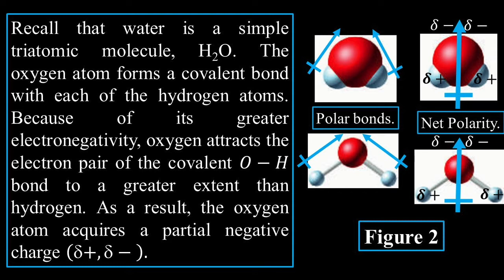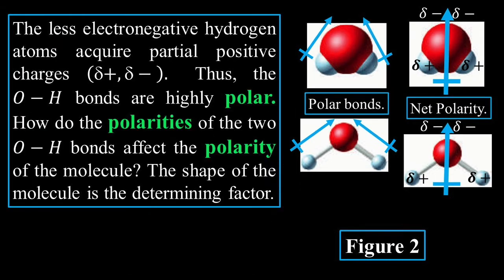Recall that water is a simple triatomic molecule, H2O. The oxygen atom forms a covalent bond with each of the hydrogen atoms. Because of its greater electronegativity, oxygen attracts the electron pair of the OH bond to a greater extent than hydrogen. As a result, the oxygen atom acquires a partial negative charge. That's lowercase delta plus and lowercase delta minus. The less electronegative hydrogen atoms acquire partial positive charges. Thus, the OH bonds are highly polar.